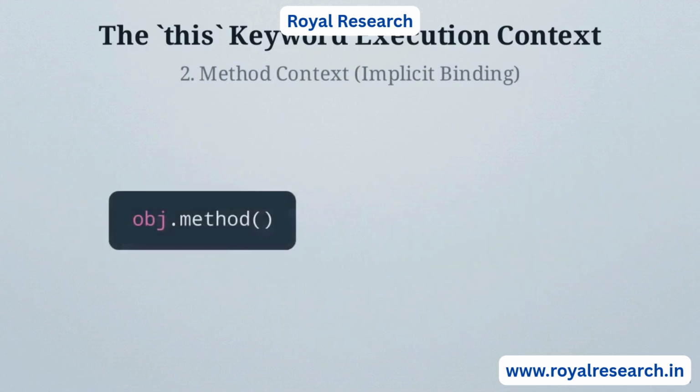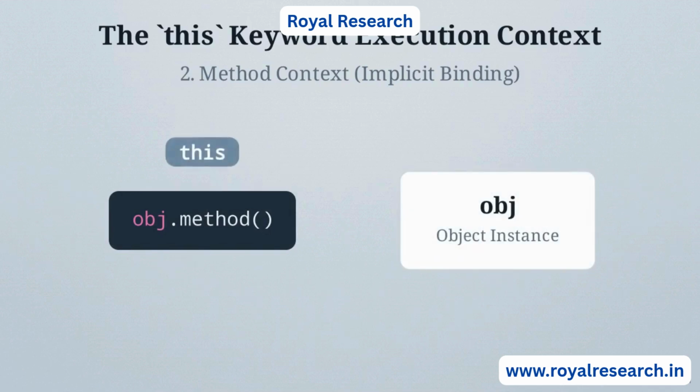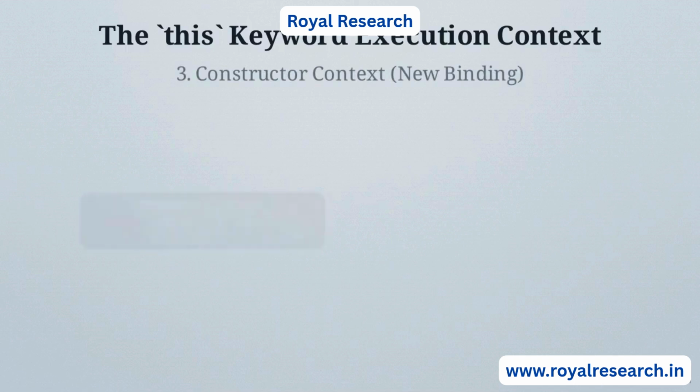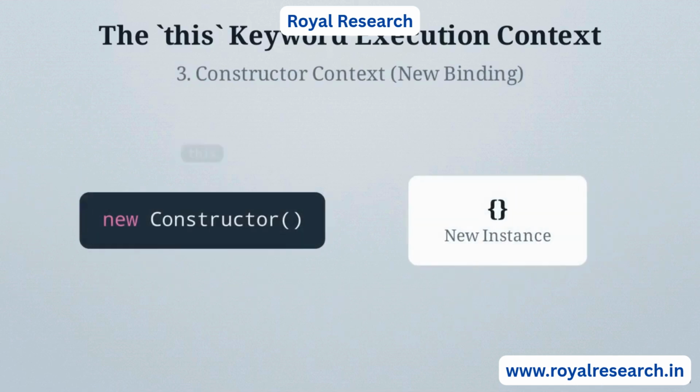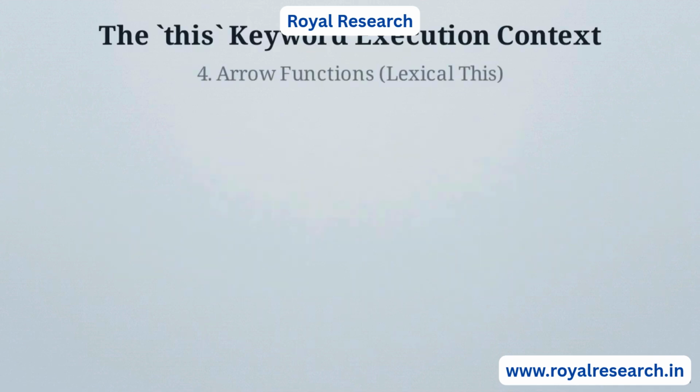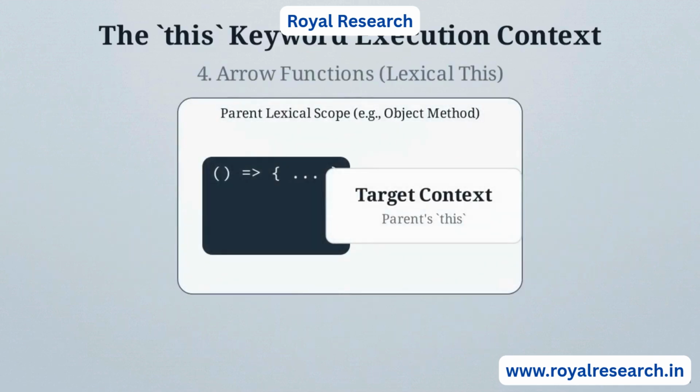The context shifts when the function is called as an object method. In this scenario, this refers to the object preceding the dot in the invocation syntax. Using the new keyword binds this specifically to the newly created object instance. Arrow functions change these rules by removing the dynamic binding entirely. Arrow functions inherit their context from the surrounding lexical scope.